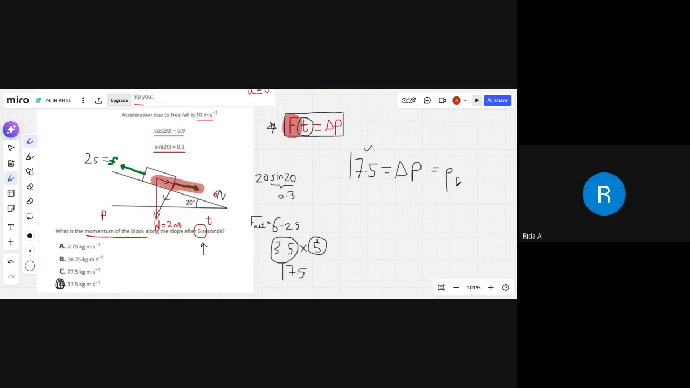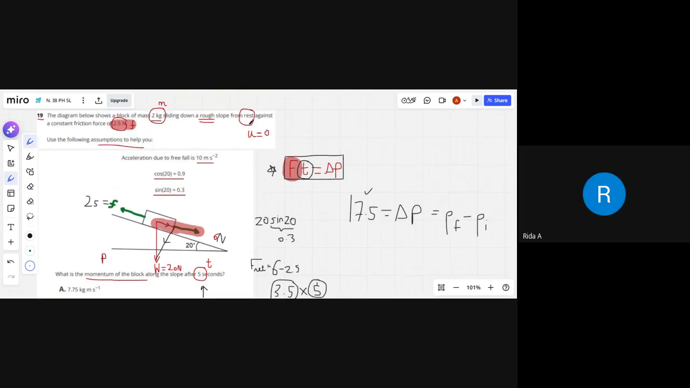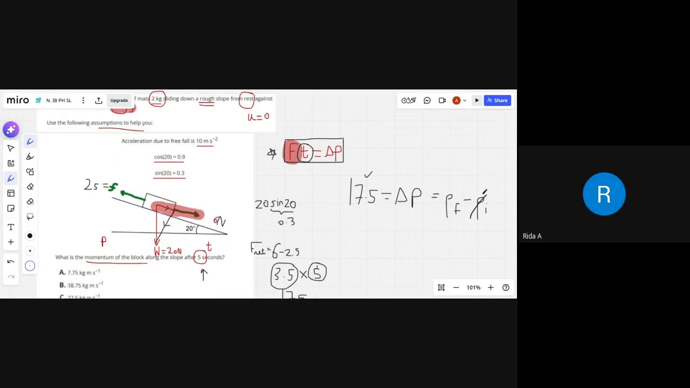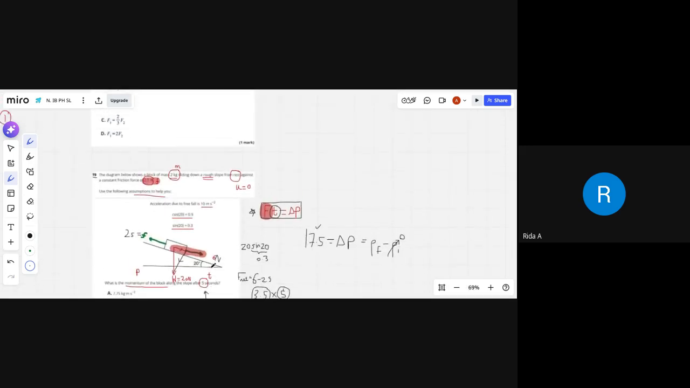Because momentum change is final minus initial. And since your object was at rest initially, its initial momentum was 0, right? So this term was just 0. 17.5 minus 0 is still 17.5. Yep, that's right. That's your final answer for this one.